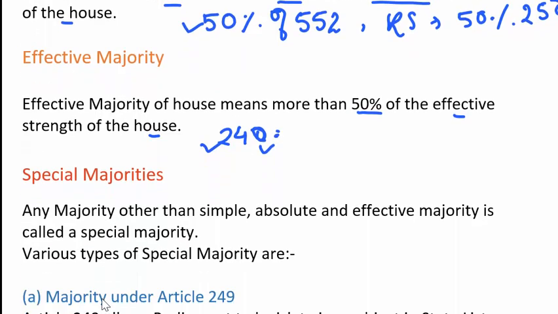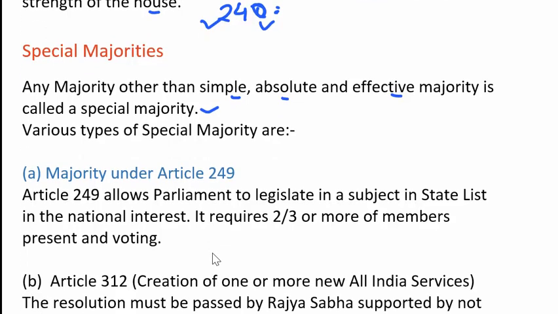Next, special majorities. Any majority other than simple, absolute and effective majority is called a special majority. There are various types of special majorities. First, under Article 249. Article 249 allows Parliament to legislate in a subject in state list in the national interest, and it requires two-thirds or more of members present and voting.